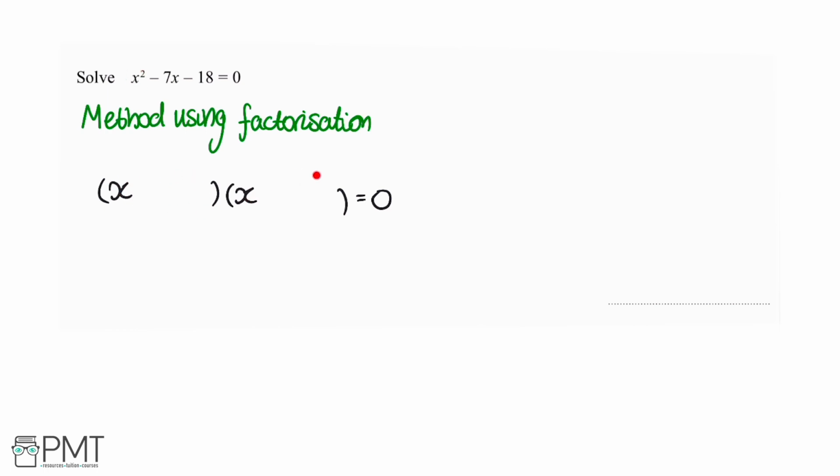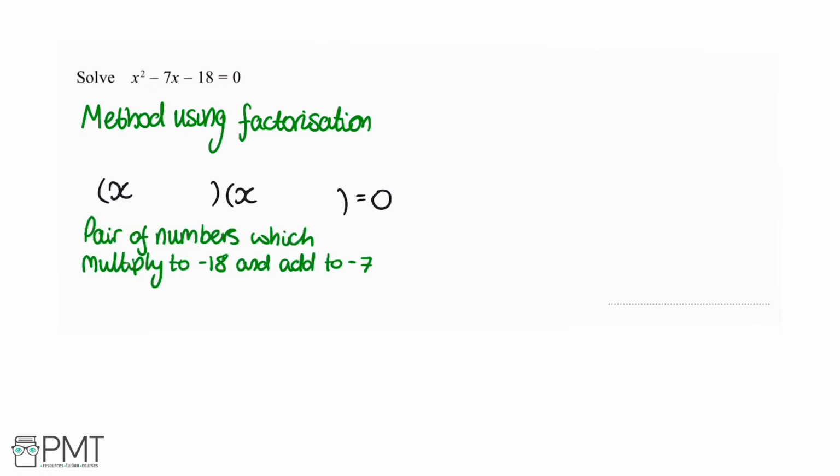Now for the second terms in the brackets, we need them to multiply to create this term here, so minus 18. And we need them to add to give us the coefficient of this term, so minus 7. So again, we need them to multiply to minus 18 and add to minus 7. So I'm just going to brainstorm some pairs of numbers.